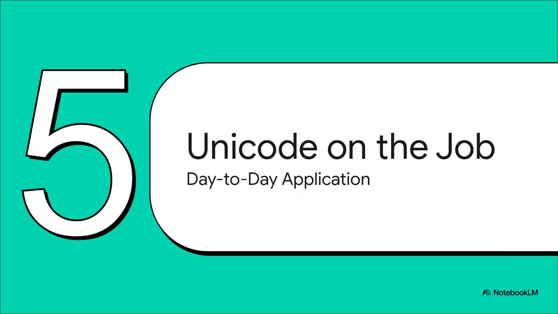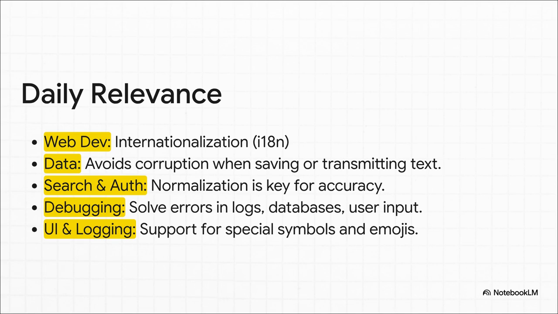And once you've landed that awesome job, this isn't some abstract theory you can just forget about. I promise, Unicode is something you are going to see and use pretty much every single day. Let's look at a few examples. If you're in web dev, you absolutely need it for internationalization, making your site work for anyone, anywhere. For data folks, getting encoding right prevents data from getting corrupted. If you're working on a search feature or a login system, normalization is your best friend for making sure things work as expected. And really, for everyone, it's a huge part of debugging logs, databases, and building UIs that can handle anything a user throws at it.